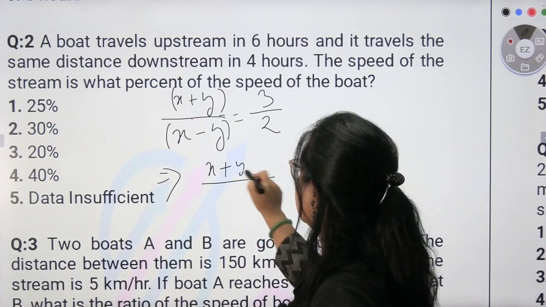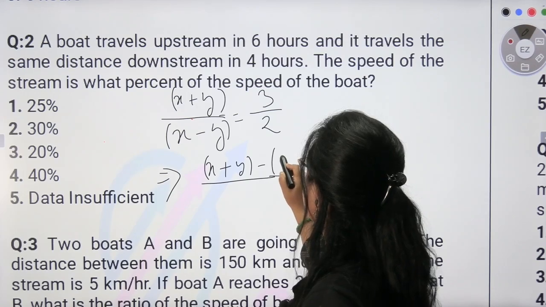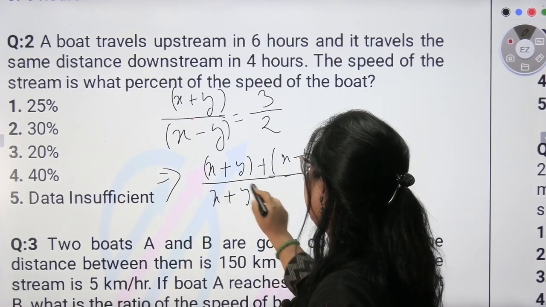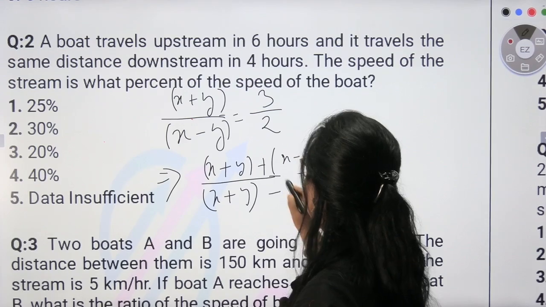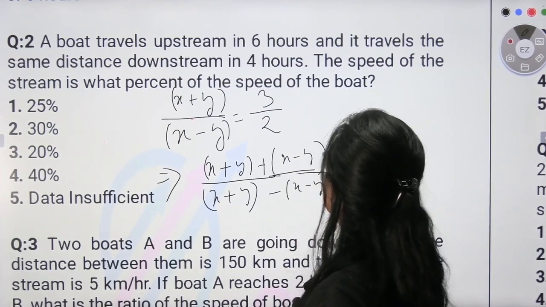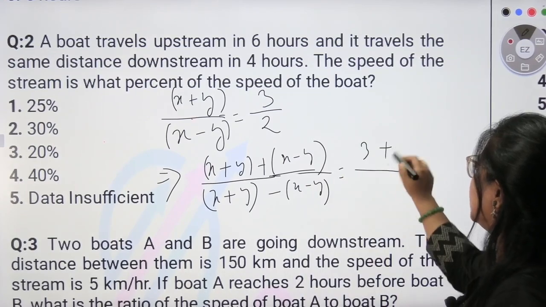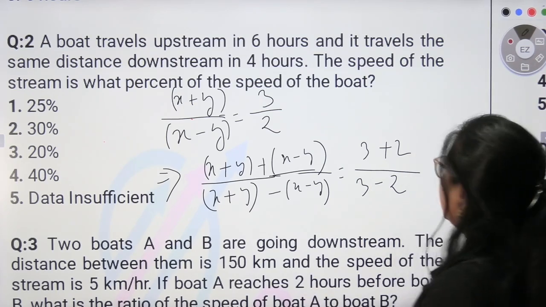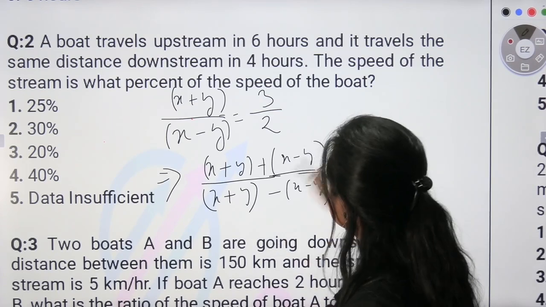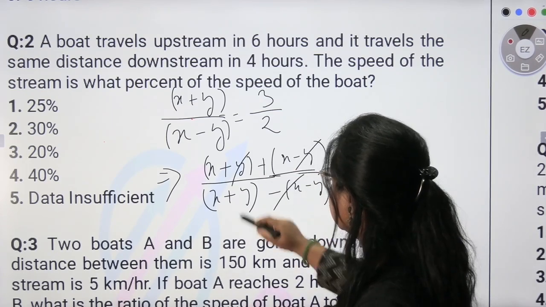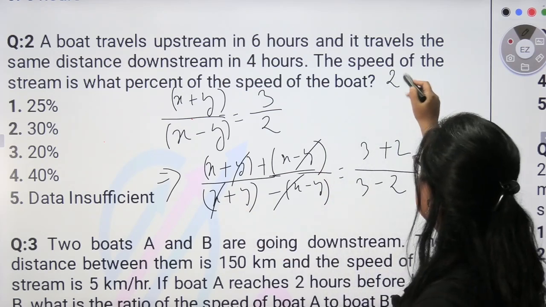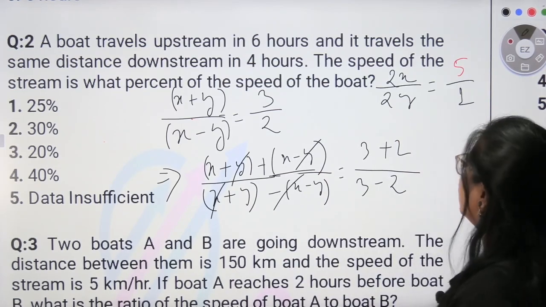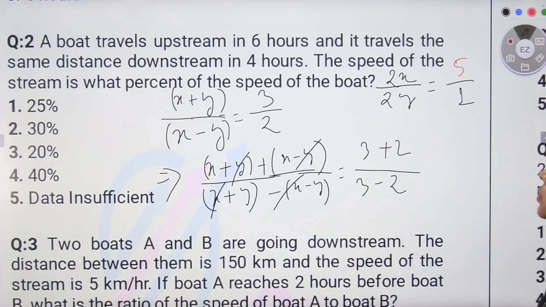So first a plus b, then a minus b. So a minus b will give x minus y. So from here also you will get a plus b and a minus b. After that, what will be my value? So what will I get? y will cancel out, and from here x will cancel out. So I will get twice x by twice y as 5 by 1. Okay. So twice x by twice y is equal to 5 by 1.